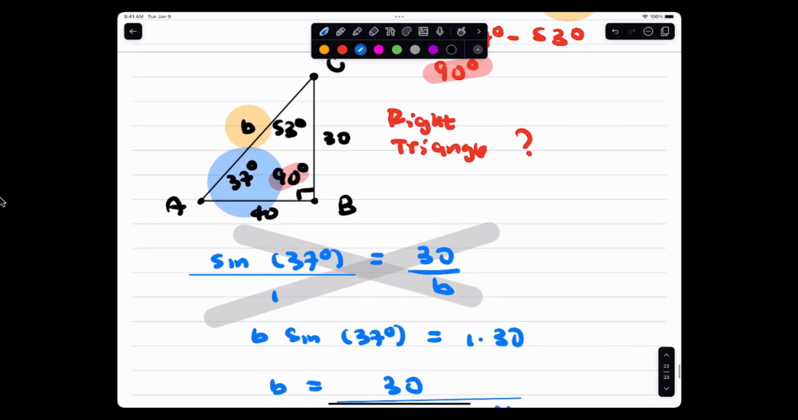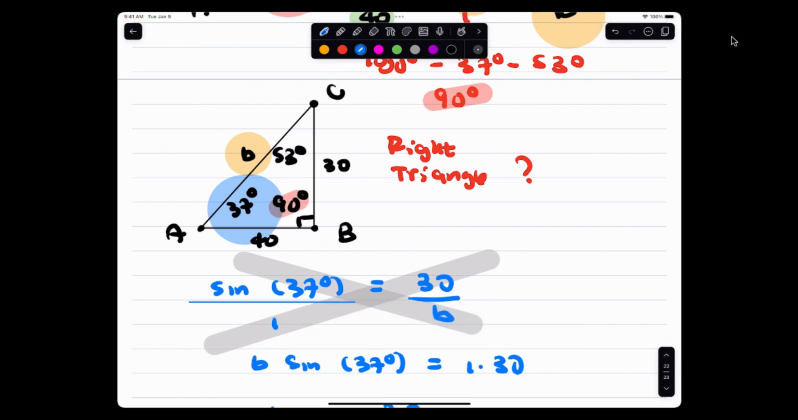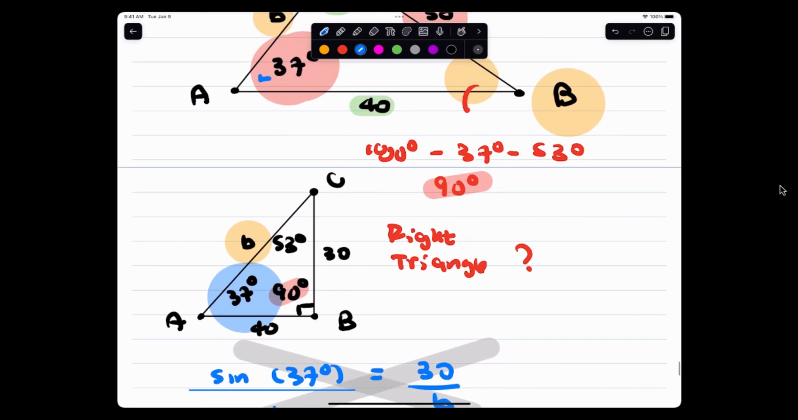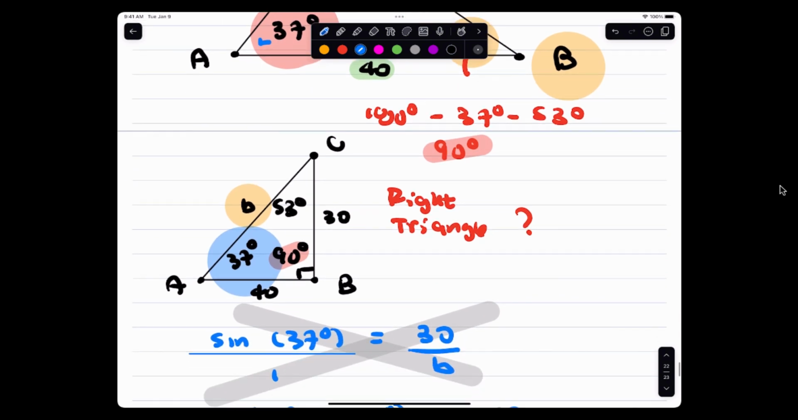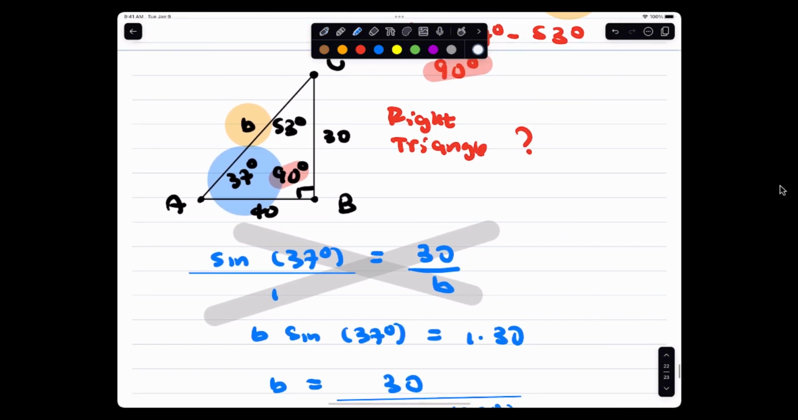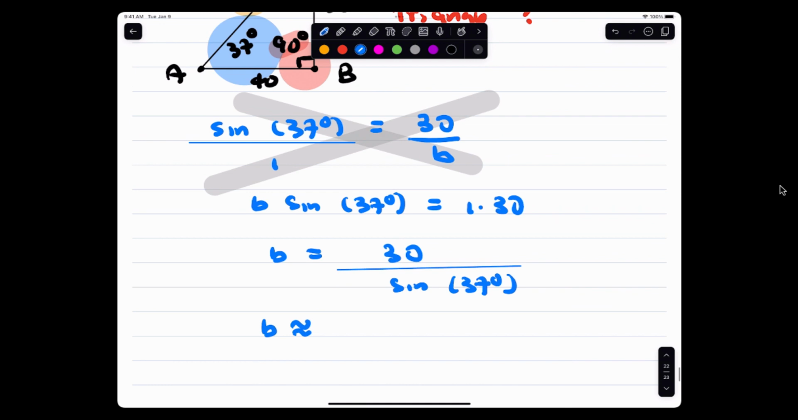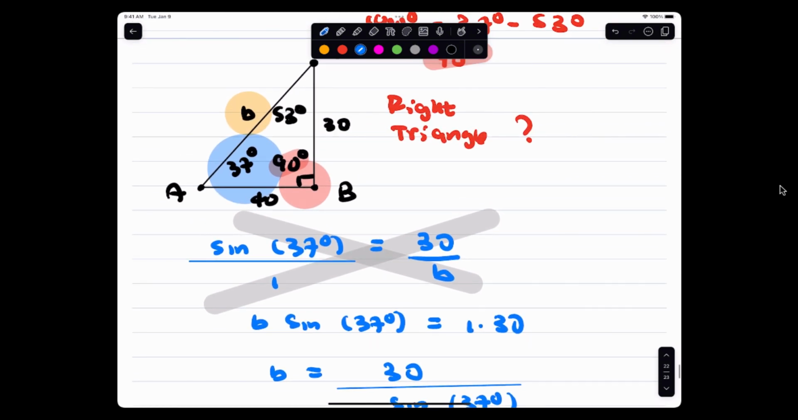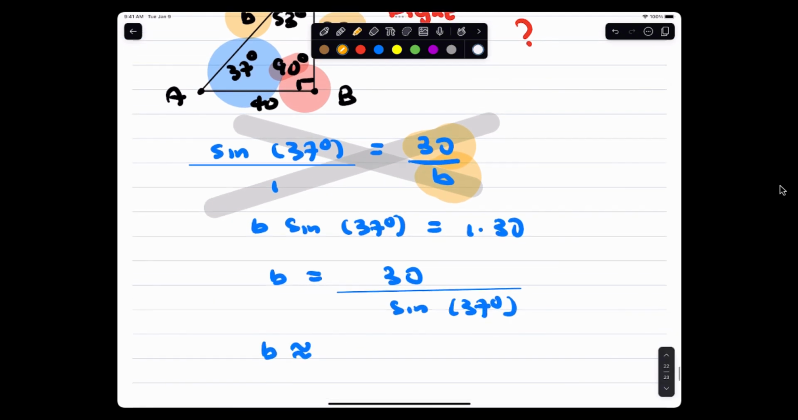Sorry, so those people at home couldn't see. I'm not sure what happened to our Ecamm Live. So in other words, I showed people here, we got this missing angle to be 90, which makes this a right triangle. Now we're going to try to find that little b. So we use the definition of sine 37, if you guys remember, opposite over hypotenuse. This is what we got, 30 and b. It's the definition of sine.